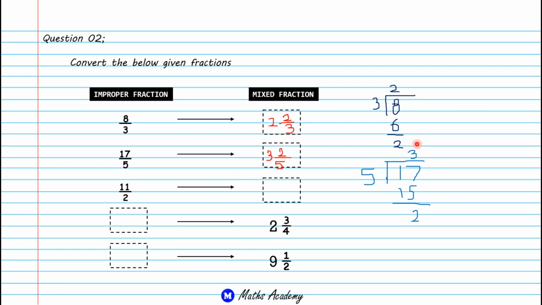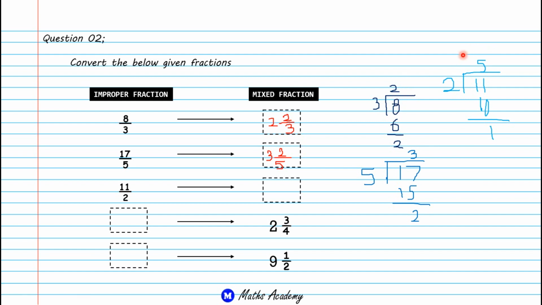As you can see here, the 3 has come as whole number, and the bottom 2, that is the remainder, has come to the numerator, and the 5 on the denominator of the improper fraction has come to the denominator of the mixed fraction. So with that, let's go to the next question, that is 11 over 2 to be converted to mixed fraction. So when you divide 11 by 2, this will be the final answer.